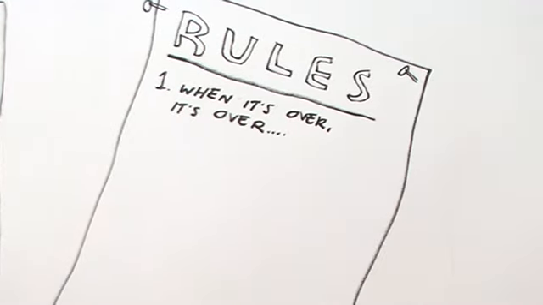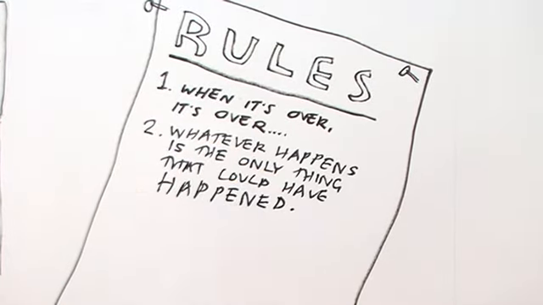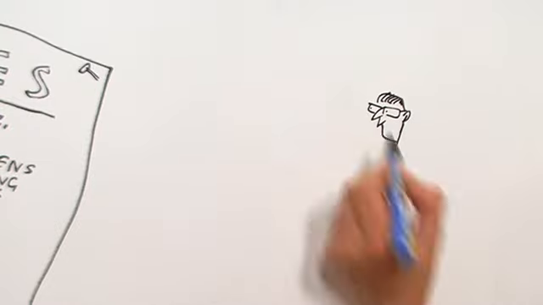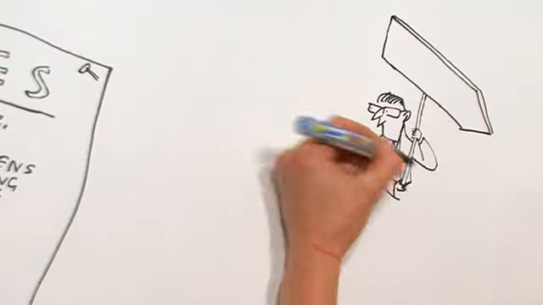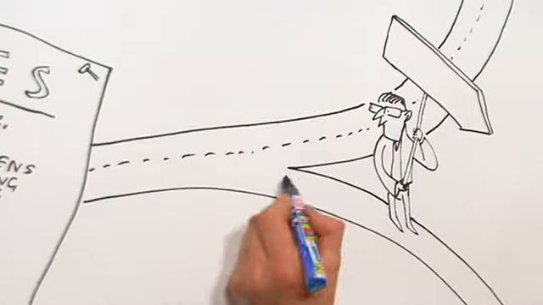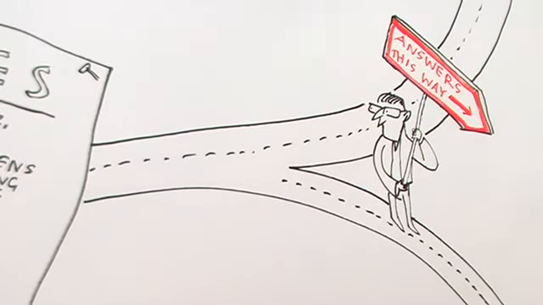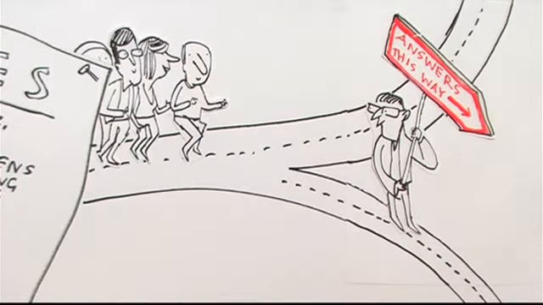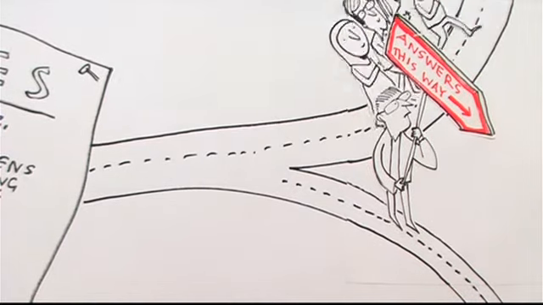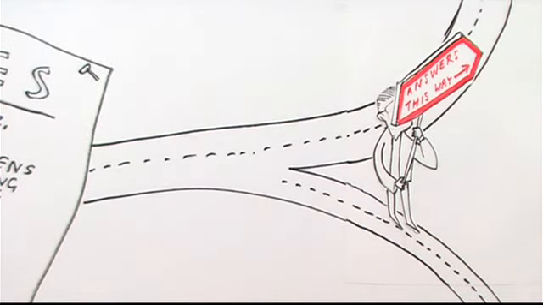Second rule, whatever happens is the only thing that could have happened. This is just a little rule to remind people that even though you think you know what the answer ought to be, there are other people in the room undoubtedly with different ideas, and just to be relaxed about that and let the conversation flow where it needs to flow.